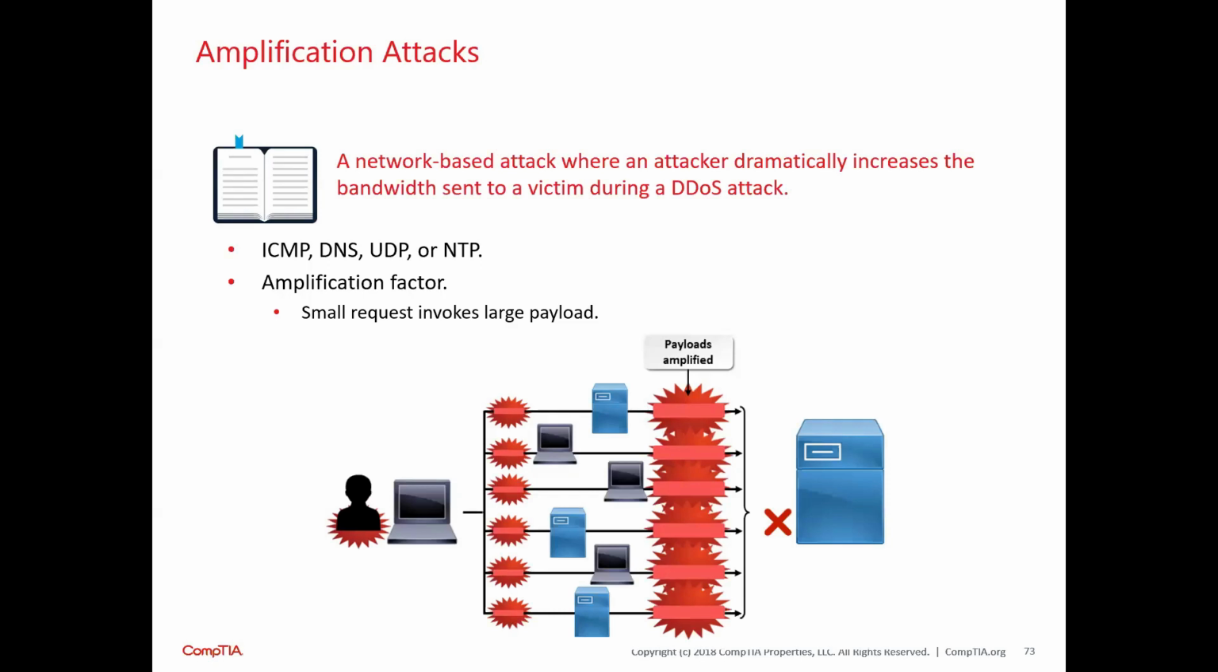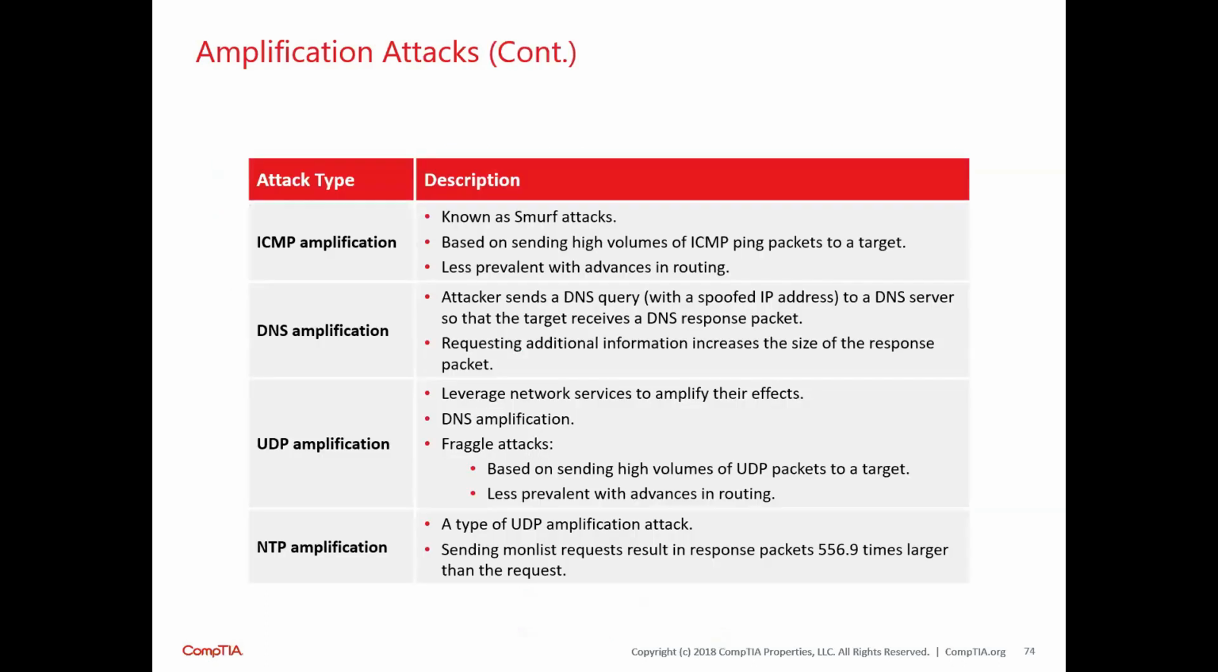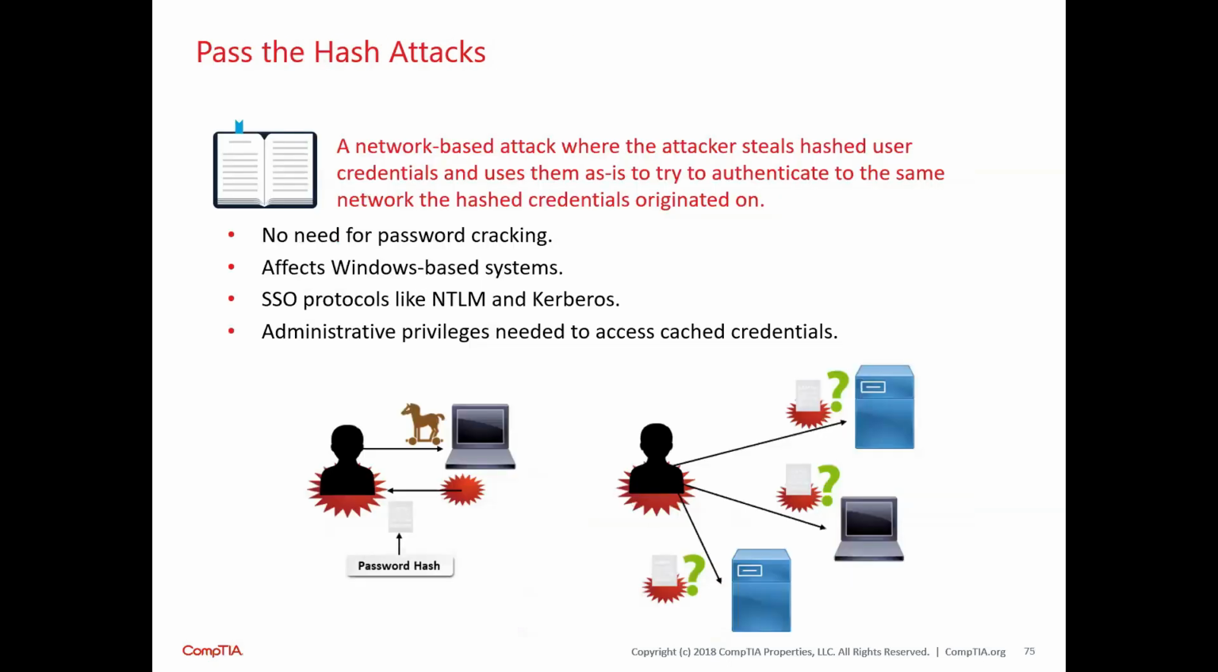Yeah. And beside that, we have amplification attacks, a network-based attack where the attacker dramatically increases the bandwidth sent to a victim during a distributed denial of service attack, which includes ICMP, DNS, UDP, and TCP. Different types of attacks include ICMP amplification, like in the Smurf attack, DNS amplification, UDP amplification, for example used by the Fraggle attack, as well as NTP amplification.